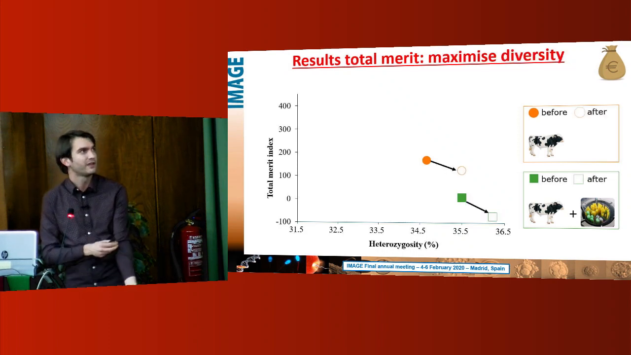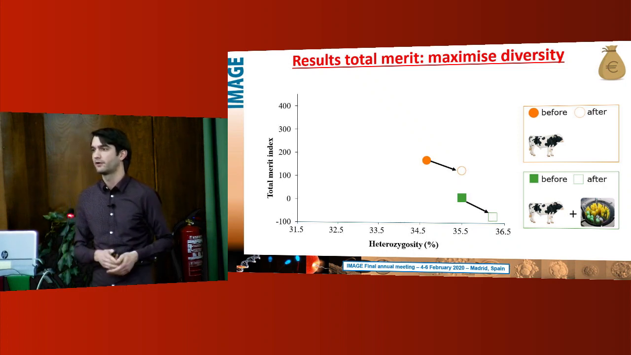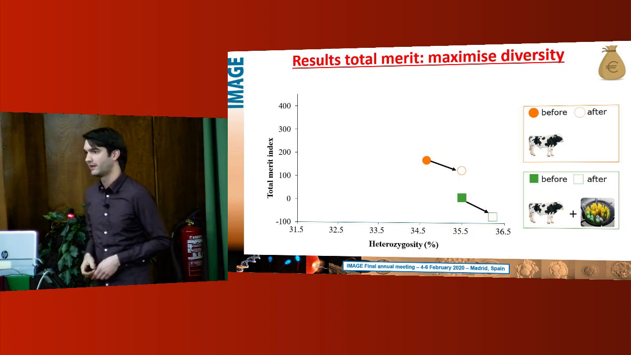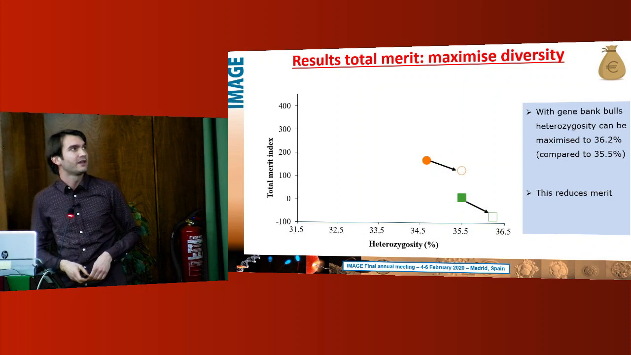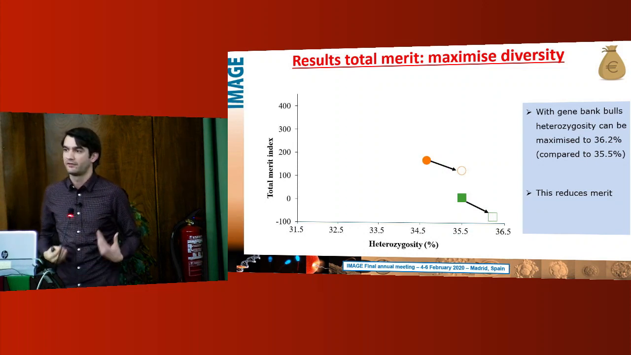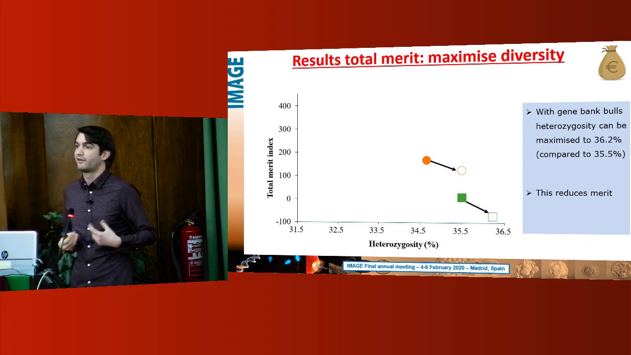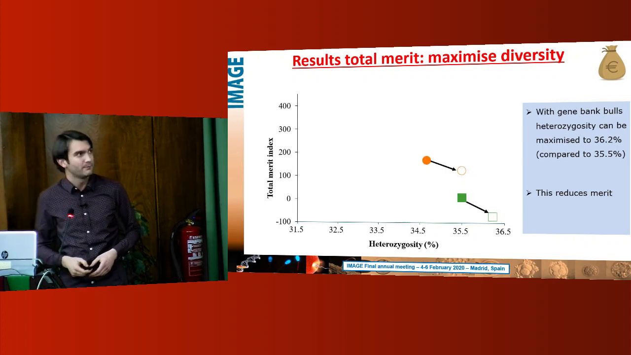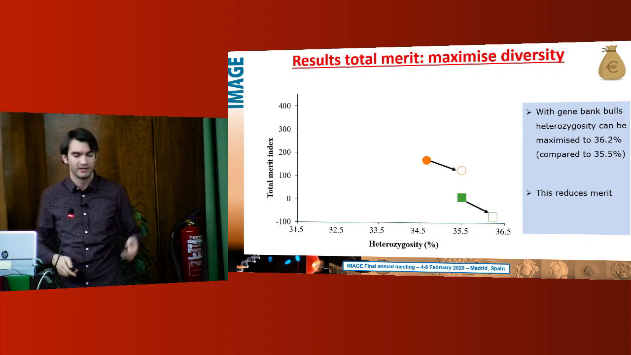Now the first thing we can do when optimizing is to maximize the diversity. So we're going to try to go to the most right position in this figure as we can get. And then you see that with the gene bank bulls, we can get to a heterozygosity of 36.2% compared to 35.5% if we use only the current material. And in both cases, you see that maximizing diversity comes at the cost of merit. So we go down in merit.